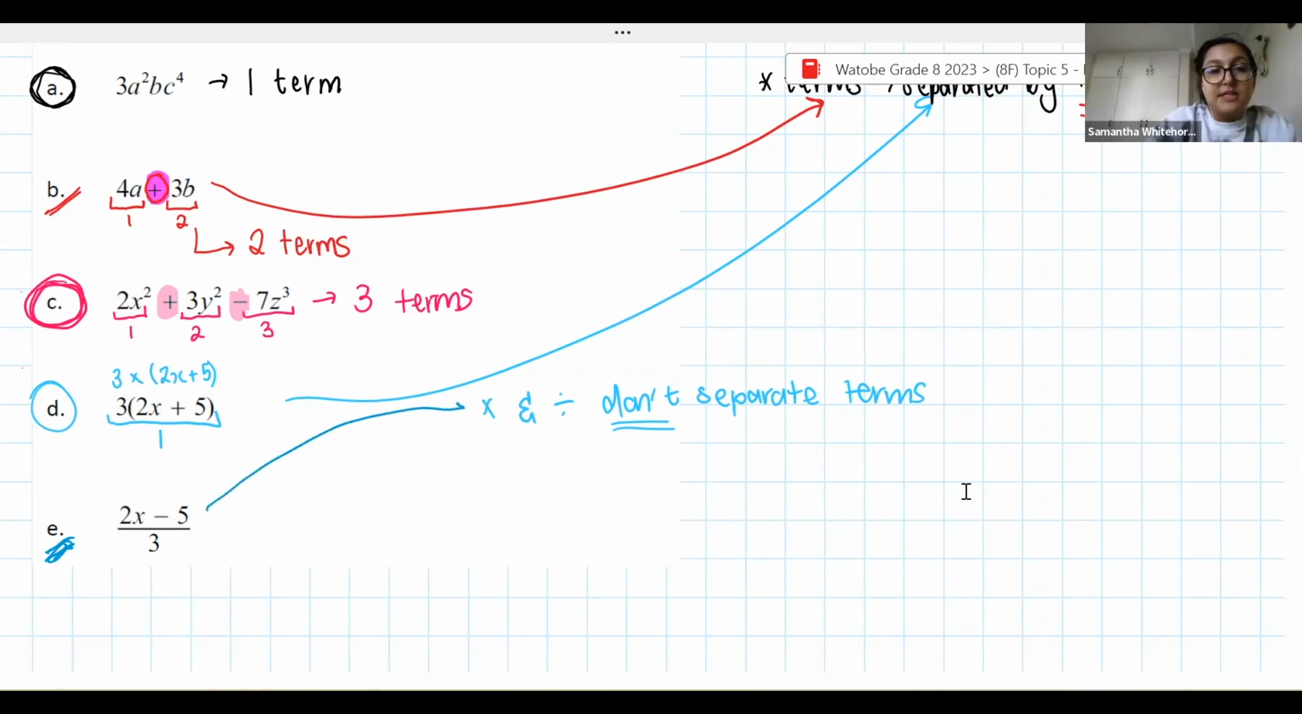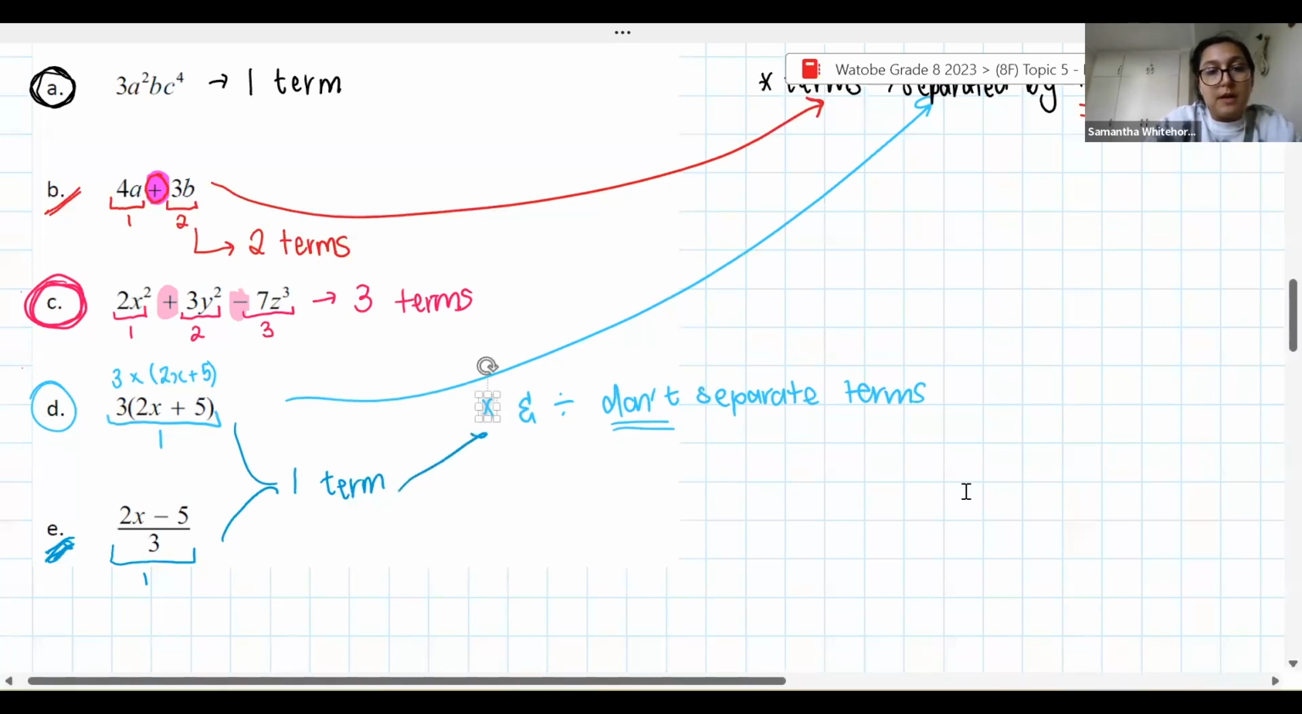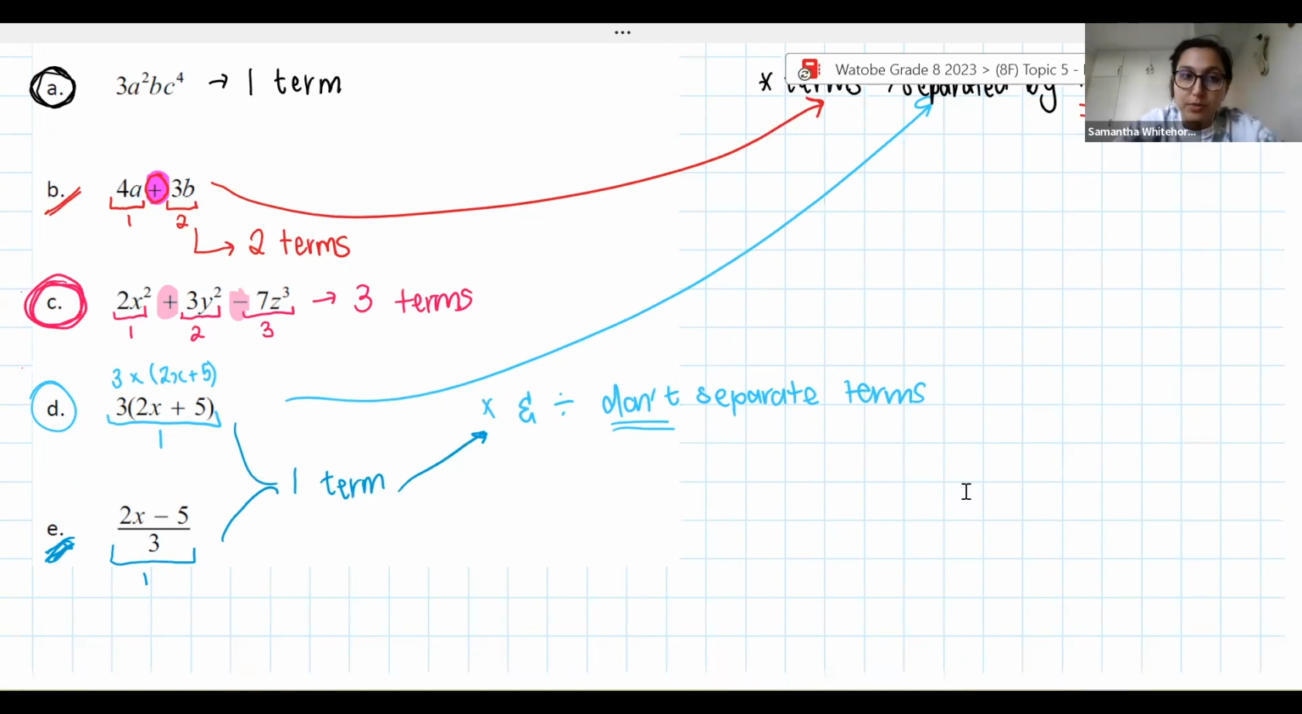And so what we have here is the whole numerator divided by a single denominator. And because I've just said that multiplication and division do not separate terms, this fraction doesn't separate terms for me. What I actually have here is one whole term that is a fraction. And so in both D and E, I only have one term that I'm working with because multiplication and division don't separate terms.